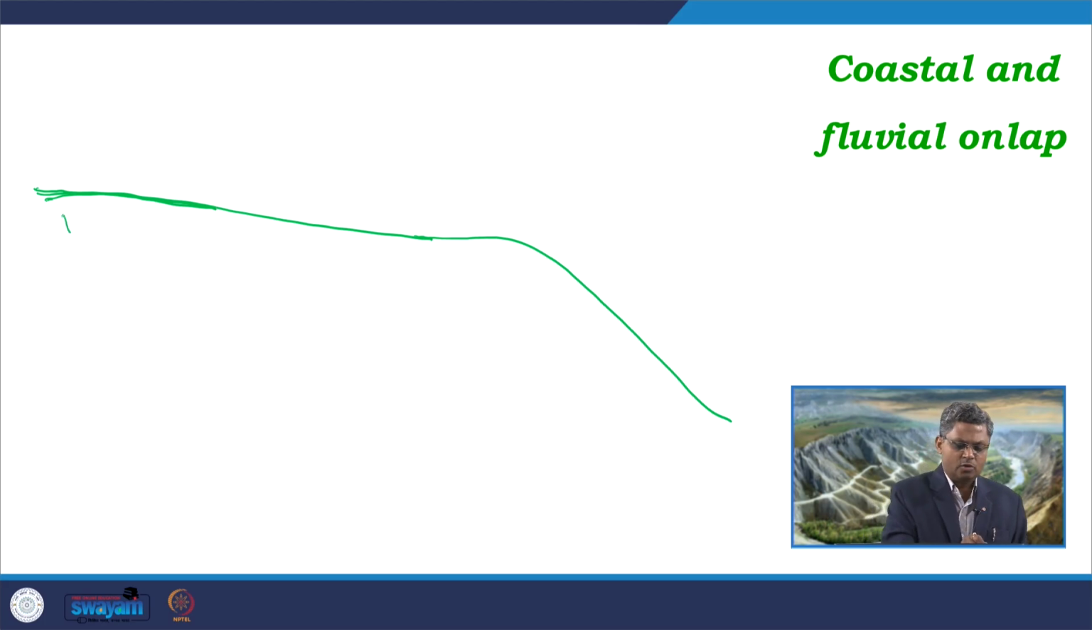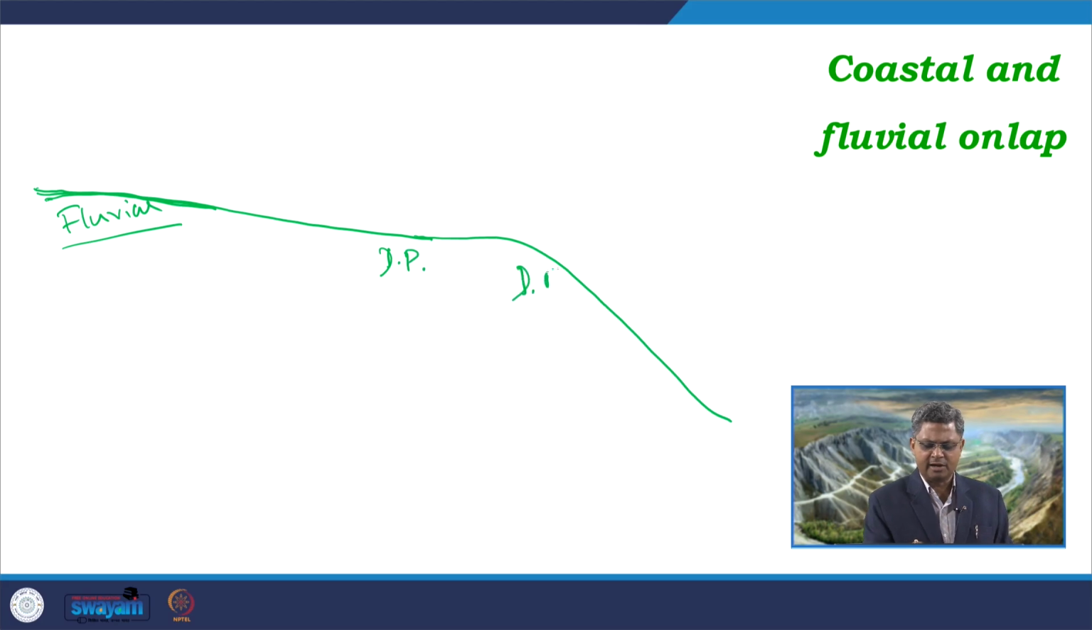So, in this part we are having a fluvial system which is dominantly a braided river system or maybe a high energy meandering river system, and in this part we are getting a delta plane and delta front or delta lobes forming over here in this area.